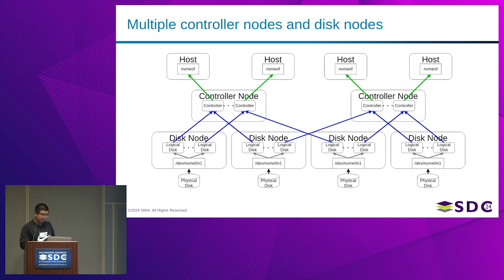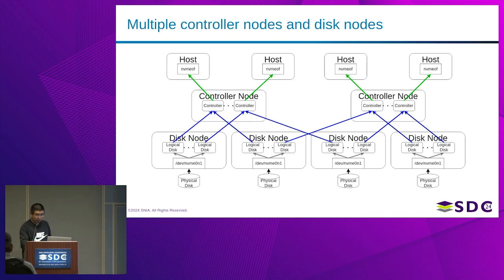And first, an obvious problem is that the controller is a single point of failure. For disks, we can have RAID for redundancy. So if one disk node fails, and assume we create a RAID 1 or RAID 5, we can still read and write from other disks. But if a controller node fails, all the controllers on this controller node will not work.